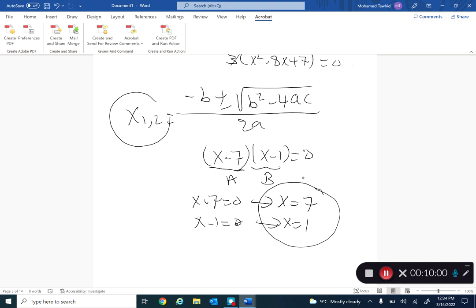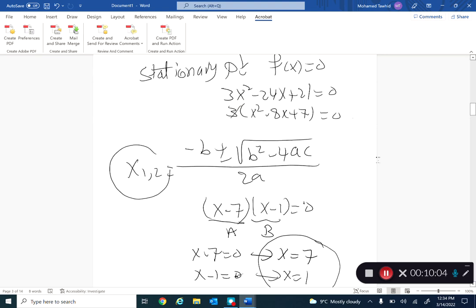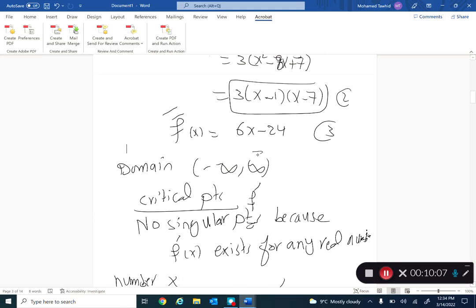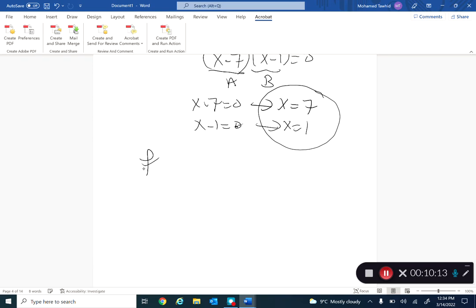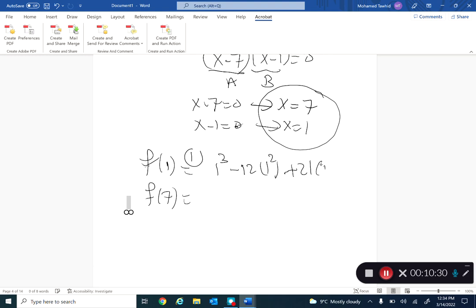Before I say yes or no, I must check if they are inside the domain. What is my domain? All real numbers. So 7 and 1 are real numbers. Now go ahead and find f, not f prime, at 1 and also at 7. What is your f of x? That is equation number 1. So if you go x cubed, you have 1 cubed minus 12 times 1 squared plus 21 multiplied by 1 plus 8. You have to use technology to get the number here. I got 18. That is a finite number, which means 1 is inside the domain.